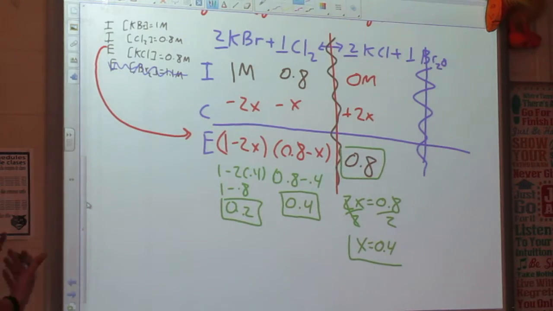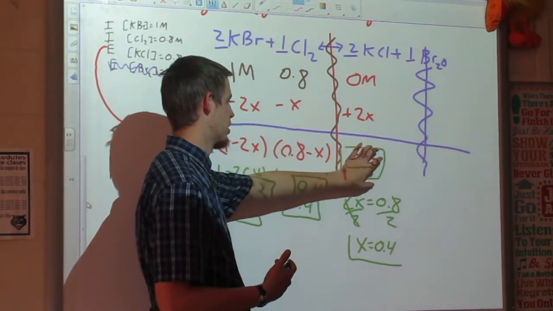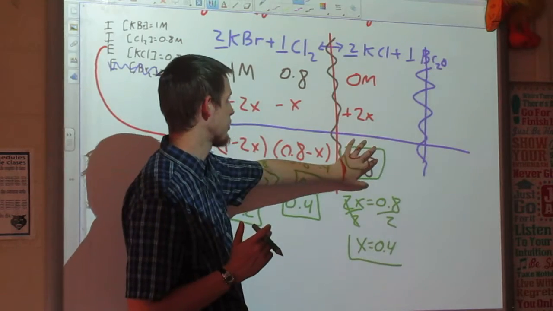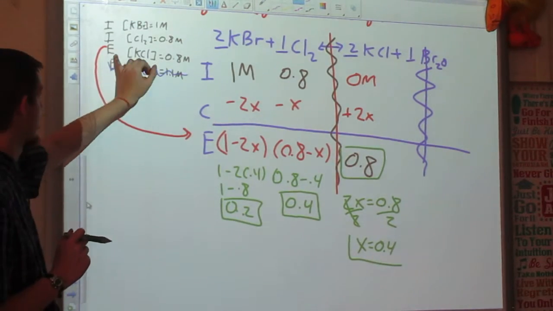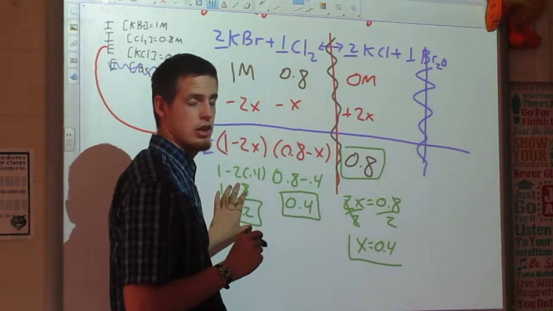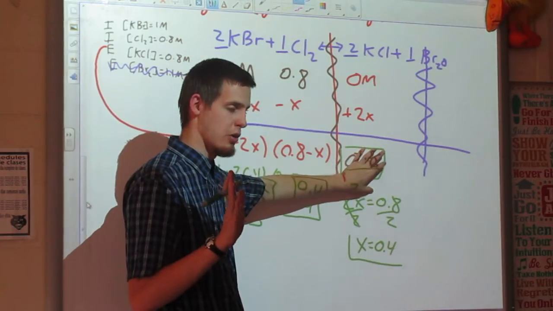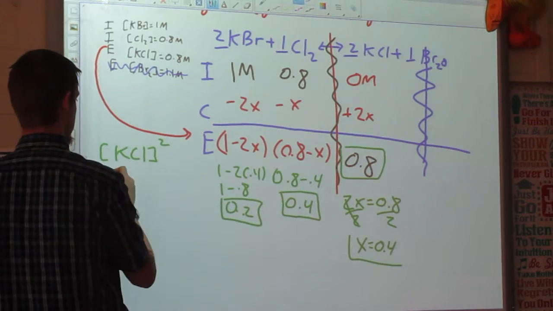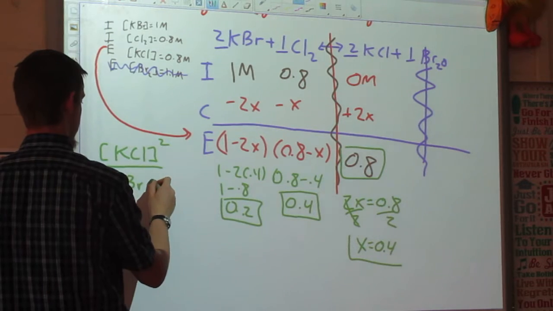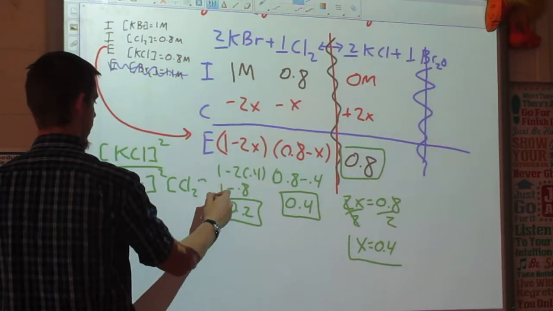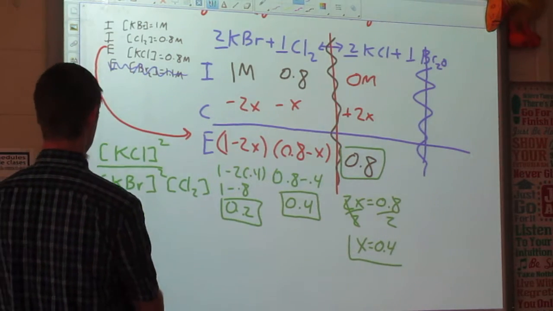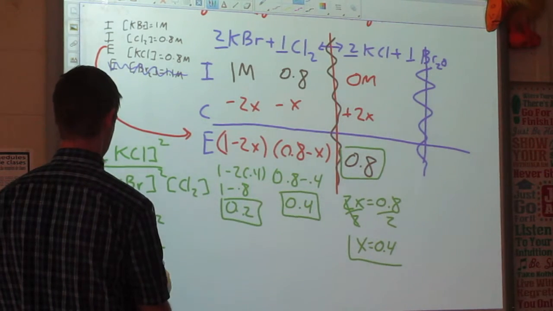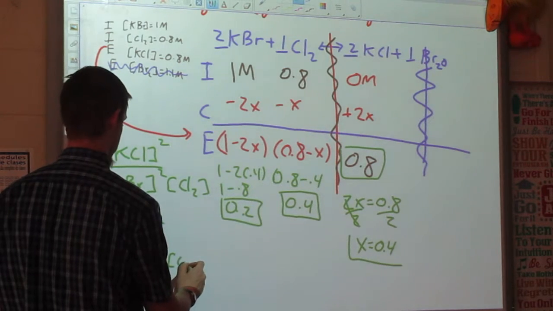So now you have successfully found all of your equilibrium concentrations. 0.8, 0.4, 0.2. This is just x. This is not the equilibrium concentration for KCl. I already told you the equilibrium concentration for KCl. So this is just trying to find and plugging it in here. This is good to go. You already know it. You don't have to touch it. And then products over reactants. KCl squared over KBr squared times Cl2. So this one would be 0.8 squared over 0.2 squared times 0.4.